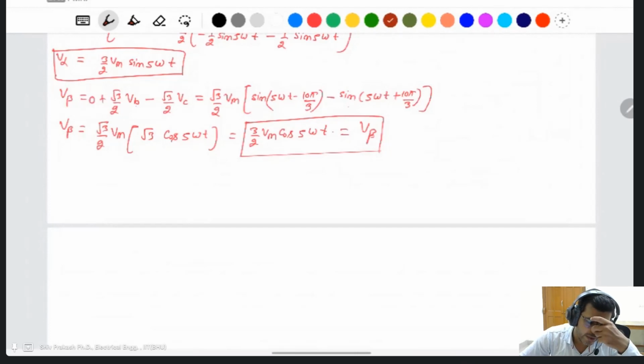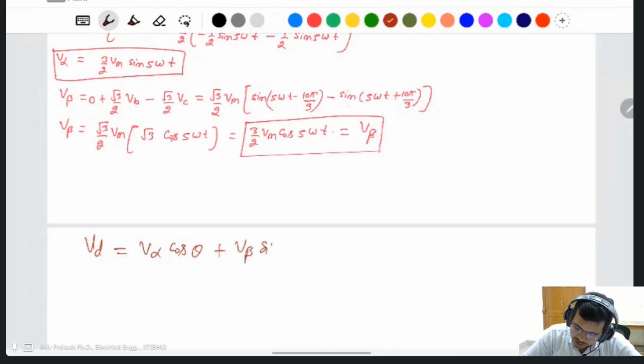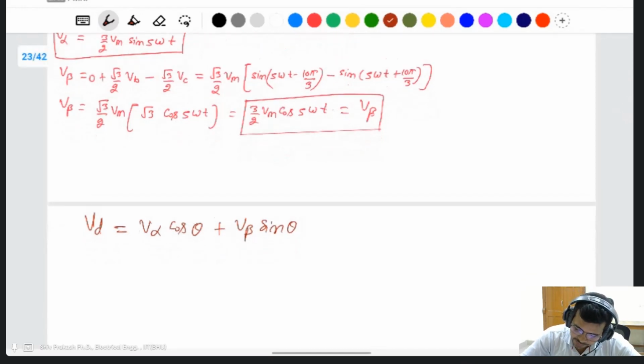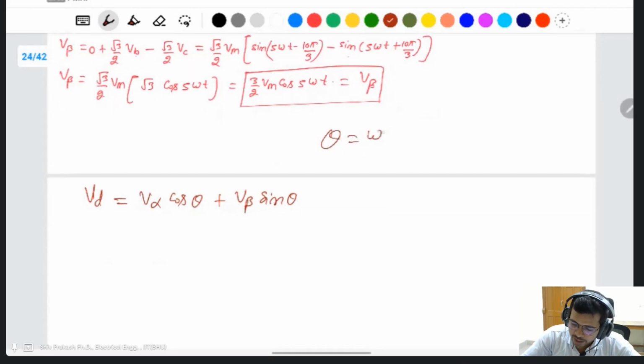Find any one of Vd and Vq, and you can get the Vd. Vd is V alpha cos theta plus V beta sin theta. Theta is the fundamental. Fundamental is omega t only, 1 omega t. Theta is equal to omega t only. The fundamental is given. Vd reference is rotating at the fundamental.